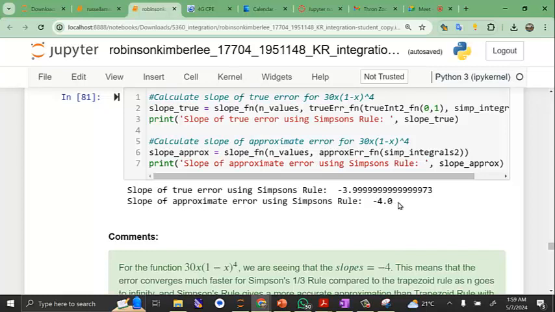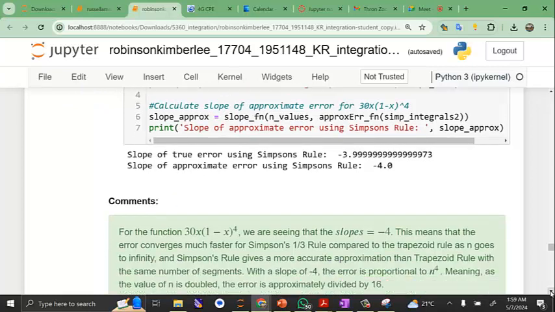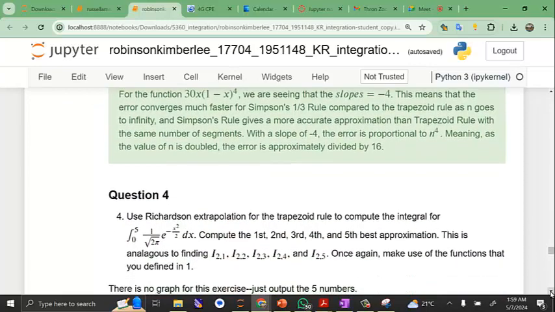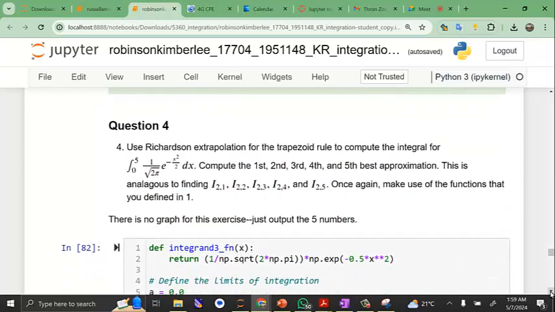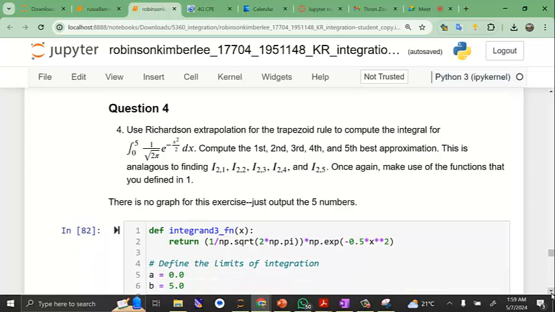What that means is that if you double the number of intervals, your accuracy is going to go up by 16. So your error goes down by a factor of almost 20. So it's much faster convergence, and so Simpson's rule is far preferable to trapezoid rule.